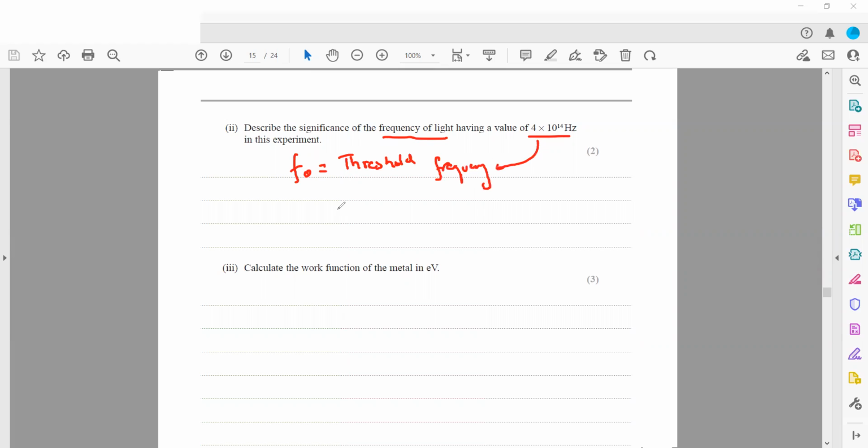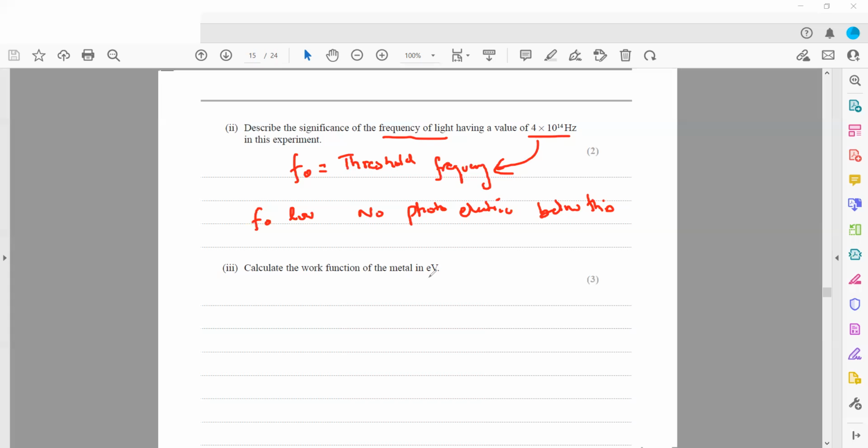So this refers to the threshold frequency, the minimum possible frequency to remove an electron from the metal surface. If the energy of the photon is low, the frequency will be less, so there will be no photoelectric effect below this. If it is equal to 4 times 10 to the power 14, there will be a photoelectric effect, like the electron just comes towards the surface, but it will not have enough kinetic energy to move.